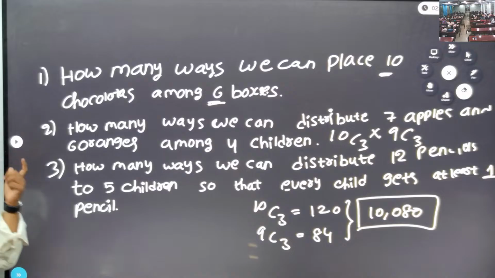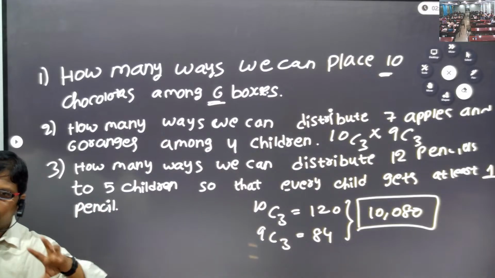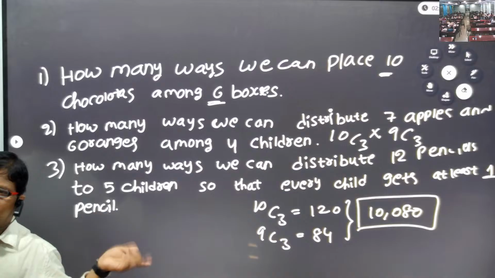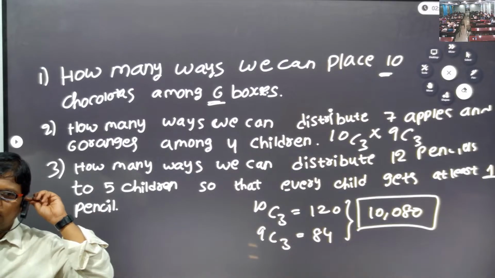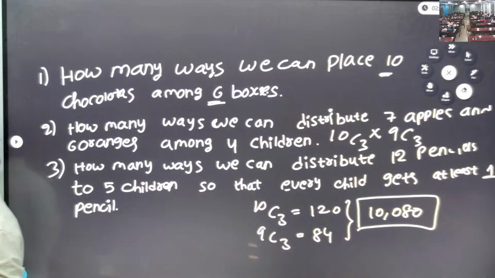That is the condition. Constraint and condition are the same. So what is the condition? Every child must get one pencil. So when you distribute one pencil to every child, after distribution, how many pencils will be left? 7 will be left. Okay.